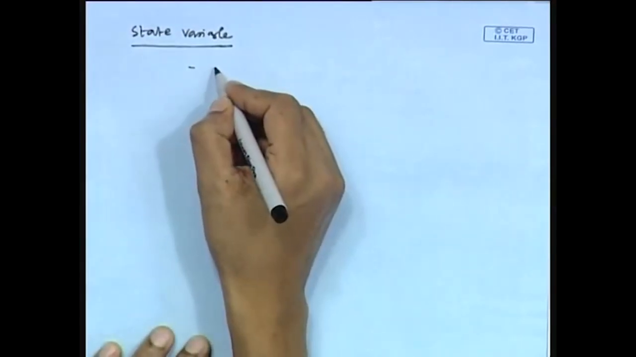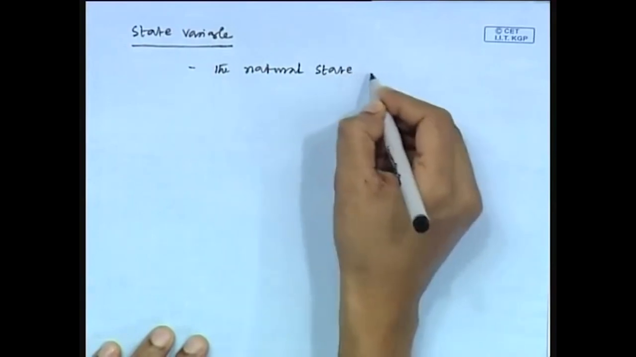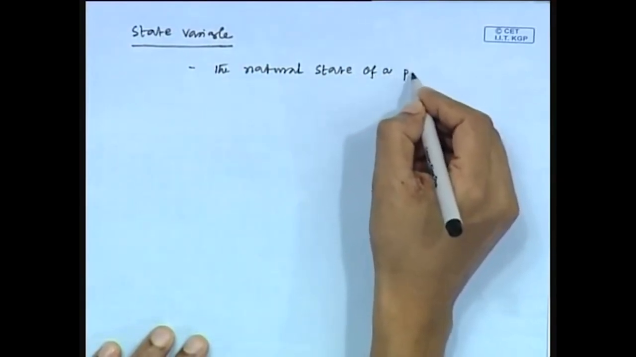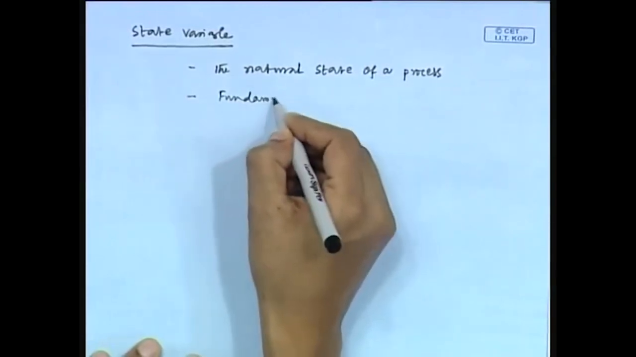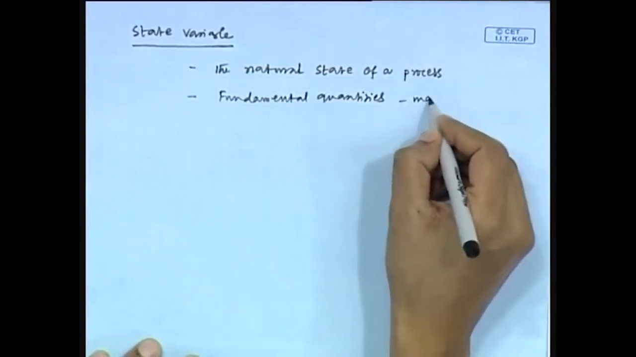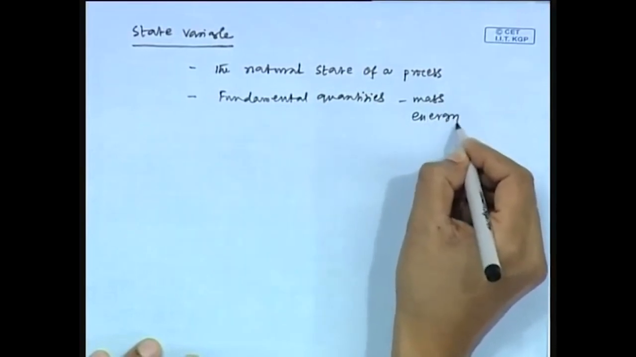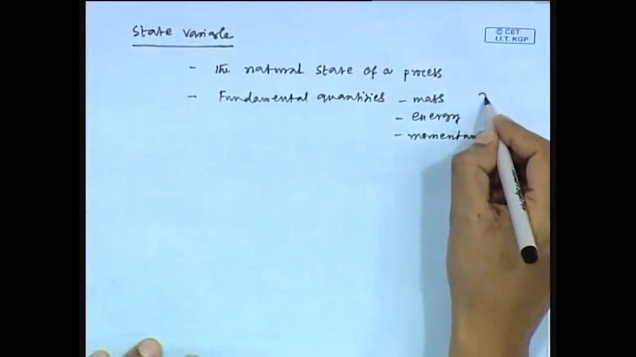State variable basically describes the natural state of a process. Now, there are basically three fundamental quantities. What are these quantities? Mass, energy, and momentum. These are three fundamental quantities.